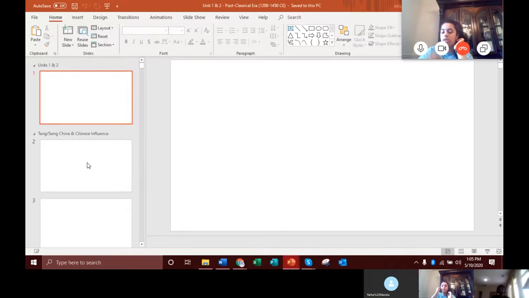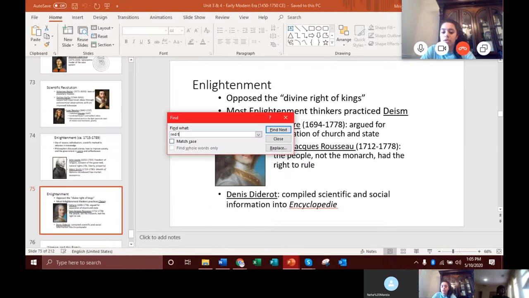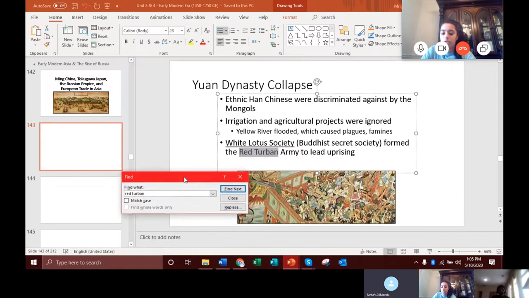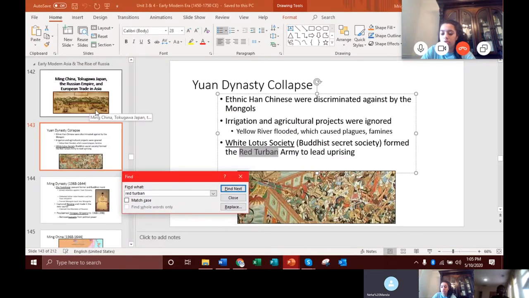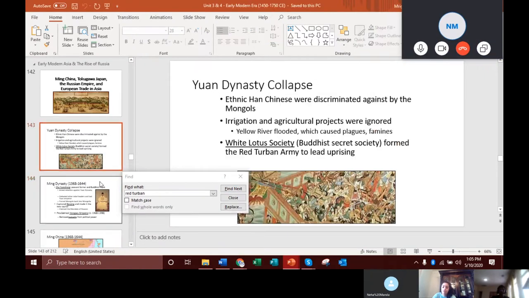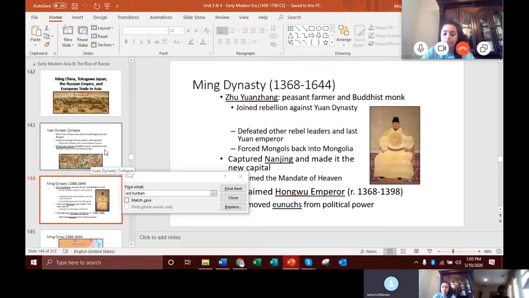What year was that? Let me check on the search, because I want to make sure I'm putting it in the right unit. Unit 5 is so long. It was 1351 to 1368. All right, so this is how we get into the Ming Dynasty. The Ming Dynasty actually starts in Units 1 and 2 in the post-classical, but we're going to focus on them in Units 3 and 4 because they're in early modern, right?